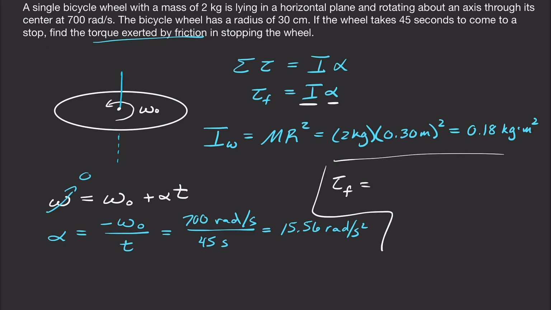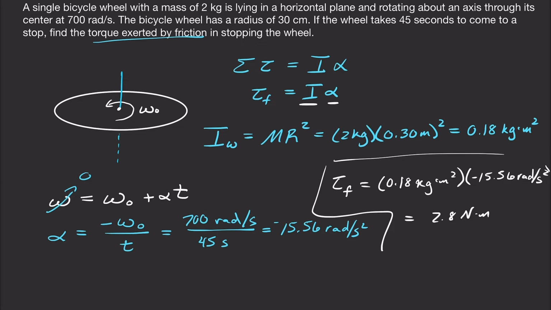And so now if we plug into the torque from friction, then this will give us moment of inertia 0.18 kilogram meters squared times alpha, which was negative. This negative sign just tells you that it's slowing down in this case. So minus 15.56 radians per second squared. And that will give us 2.8 Newton meters.